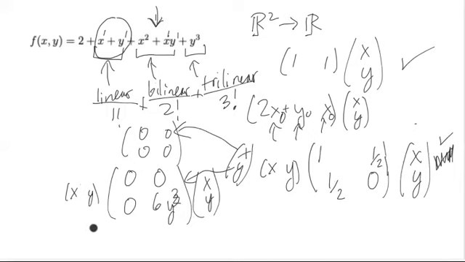Now notice that if we divide this by 3 factorial, we end up getting the trilinear part. So the trilinear part divided by 3 factorial ends up just being, we divide that 6 by 6 and we get a 1. So this is our trilinear part. Trilinear part, bilinear part, and linear part, all represented as multilinear transformations.